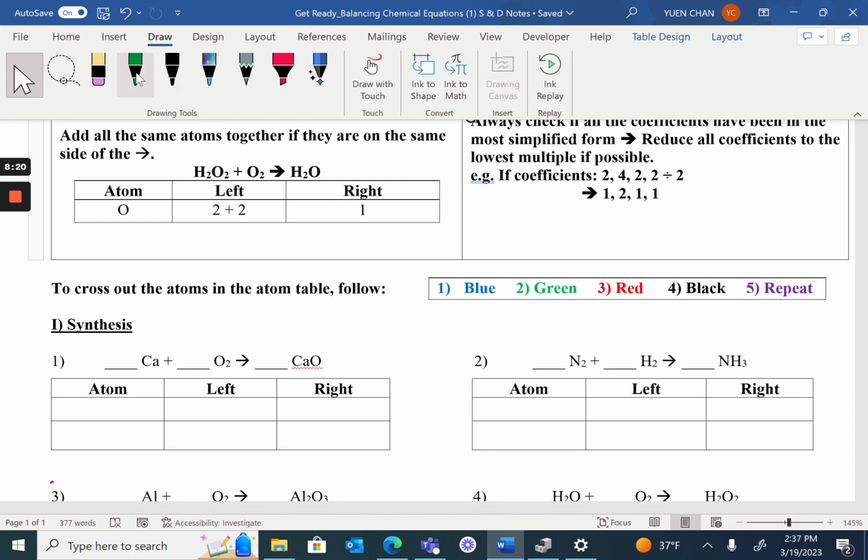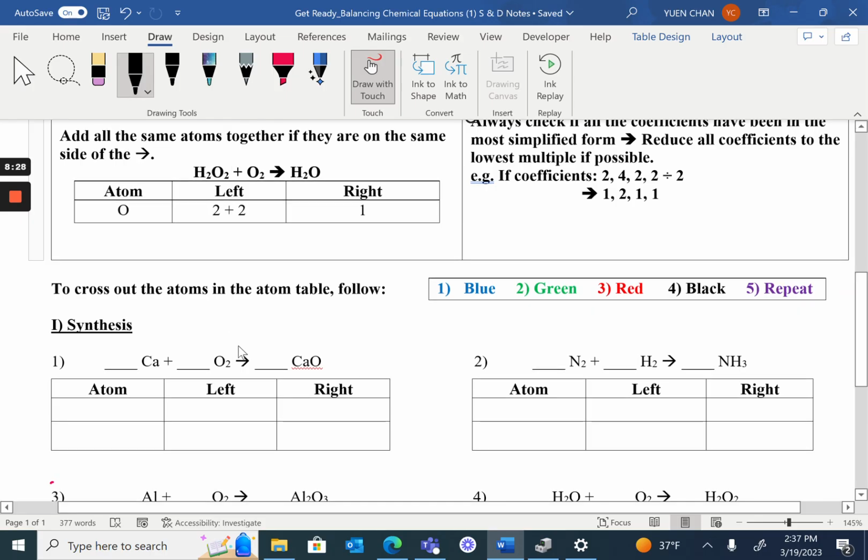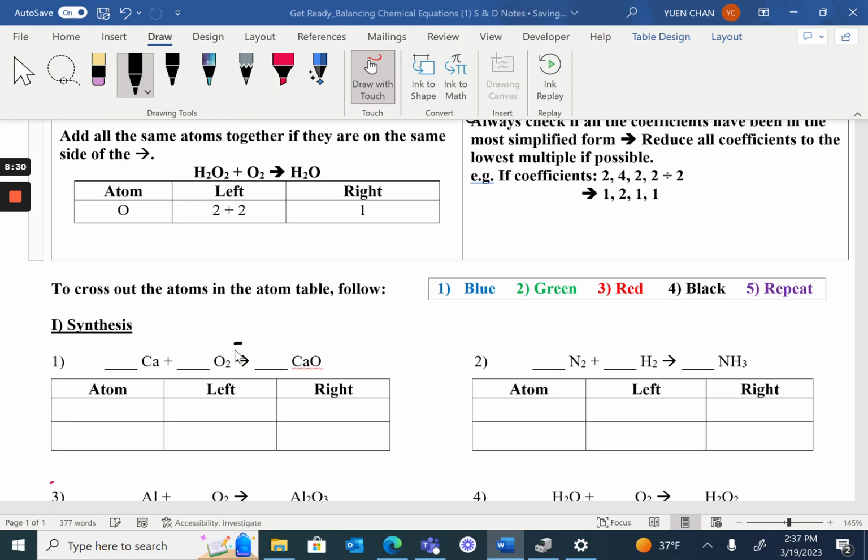So the first thing you want to do is add the equal sign in 2 areas. So I'm going to use black pen. You want to add the equal sign onto the top of the arrow, right? And also you want to put the equal sign between left and right here. So to indicate that anything on the left, anything on the right, all right?